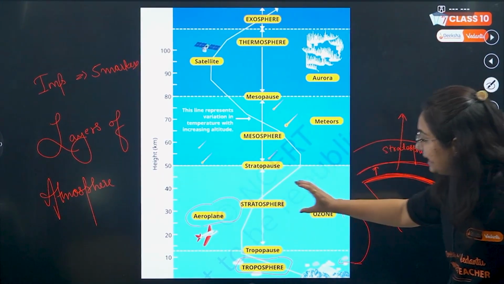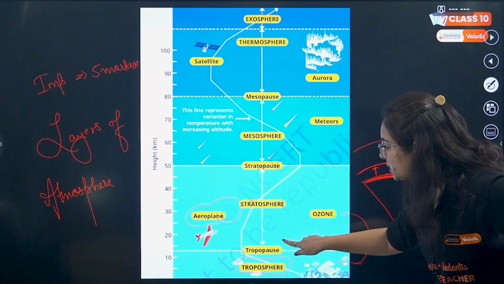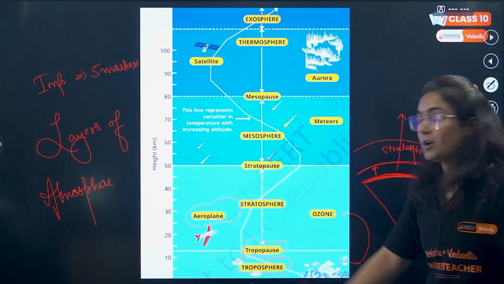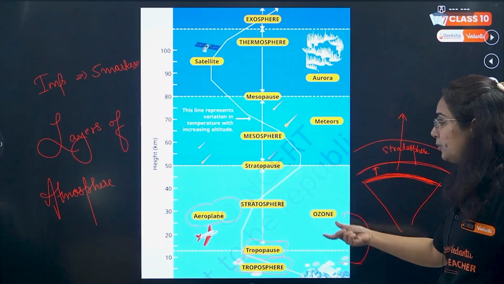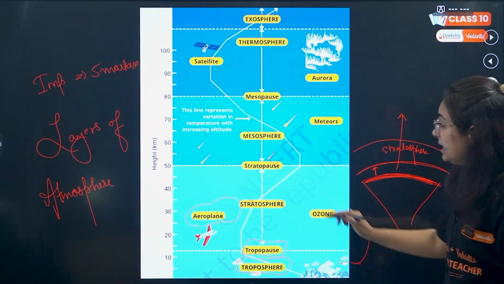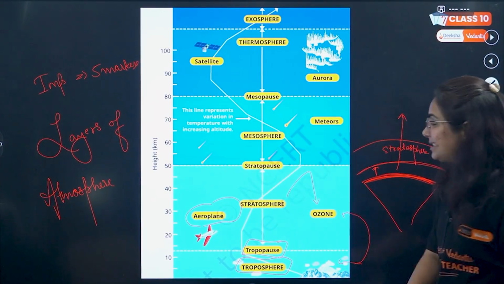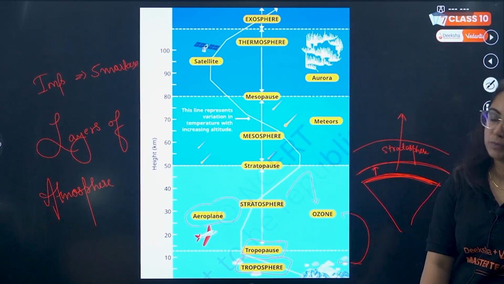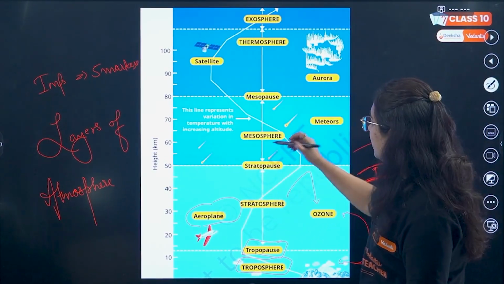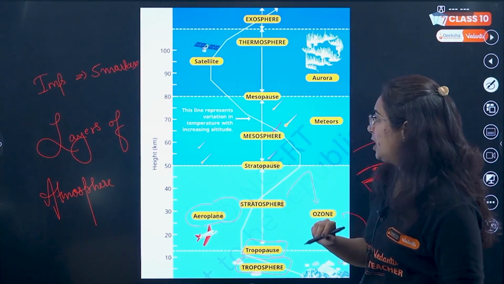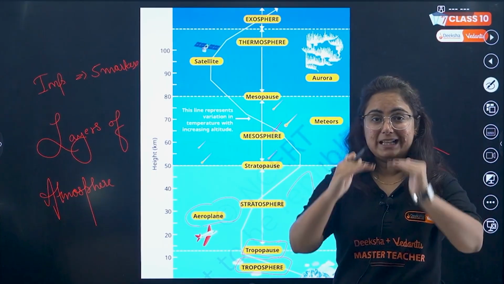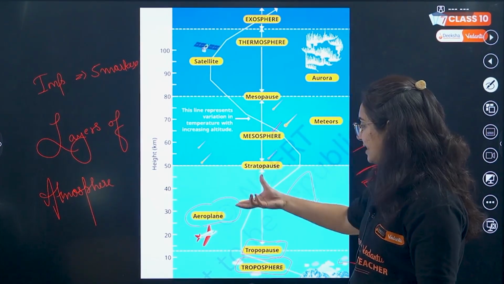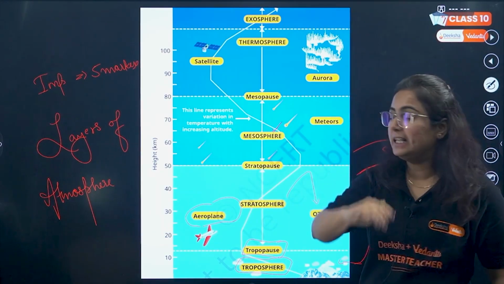The layer between stratosphere and troposphere is known as tropopause. One more thing, this stratosphere contains the ozone layer too. Above the stratosphere, there is mesosphere, the middle layer: troposphere, stratosphere, mesosphere.